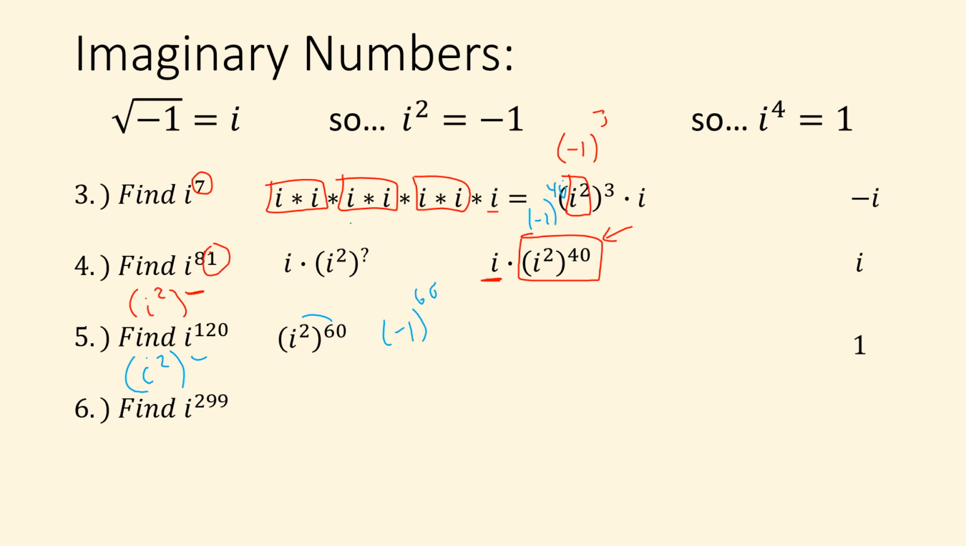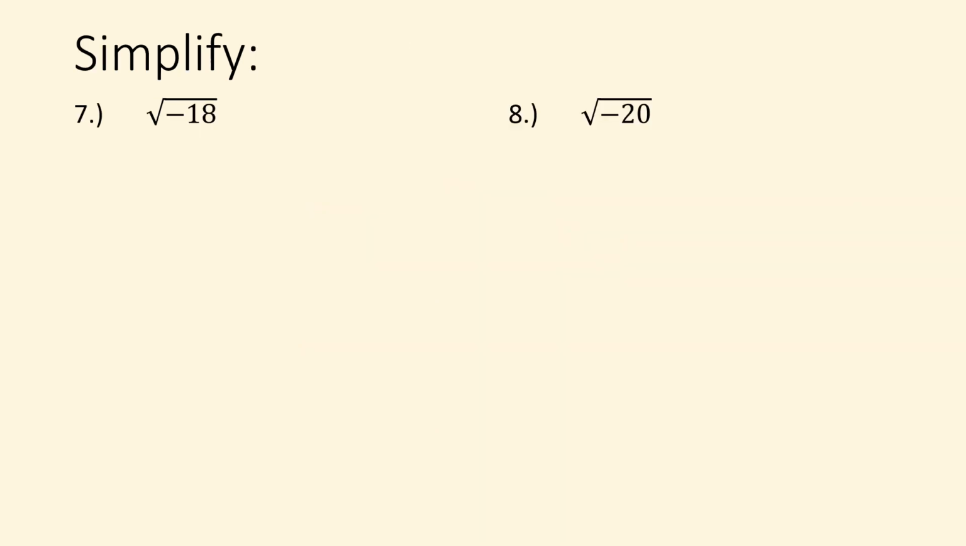Lastly, number 6, this is odd. It's going to have an i in our answer. Okay, let's take out that i first. Okay, and then find what's left over. So there'd be 298 left over. Cut that in half. i squared to the 149th power. Since this is odd, this whole thing is going to equal negative 1. So negative i is our answer. Those are the only 4 answers we can get: i, negative i, 1, negative 1. You can't get anything other than that.